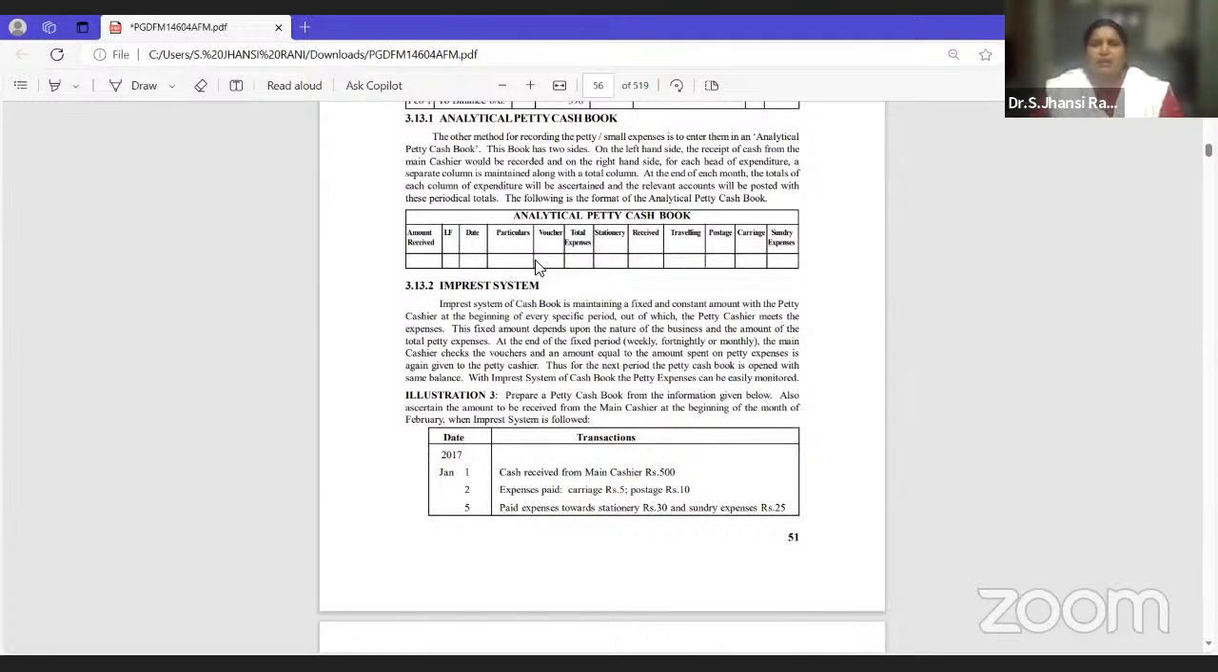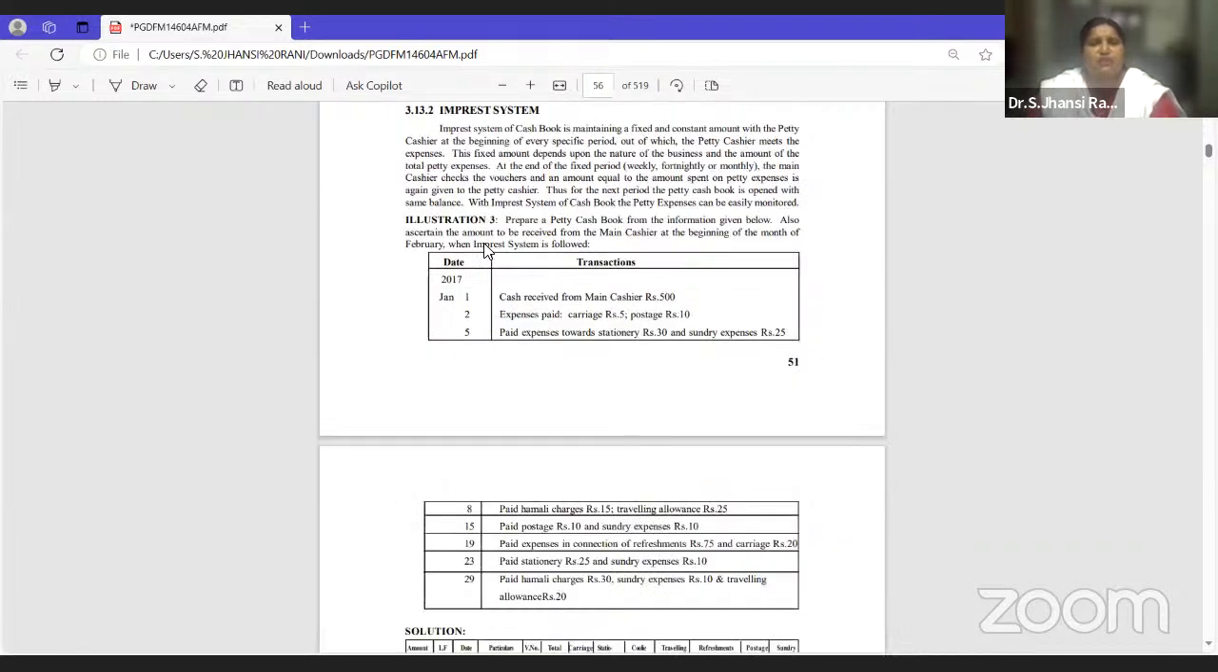We write here "by stationery" and we draw a new column, the stationery column. If there is any traveling expense, we write "by traveling expenses" in particulars and we draw a new column called traveling expenses. For postage also, we write "by postage" and we draw a new column called the postage column. Like this. Next, we have the imprest system.